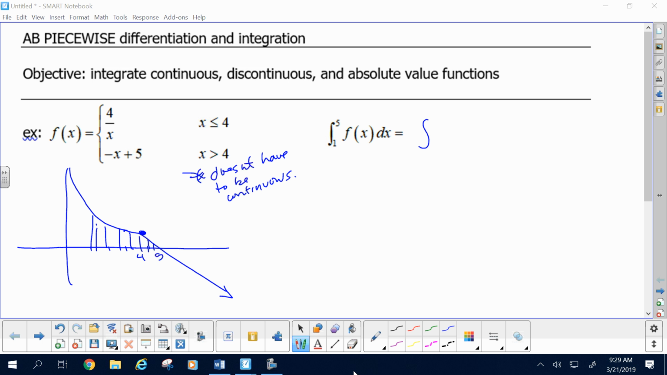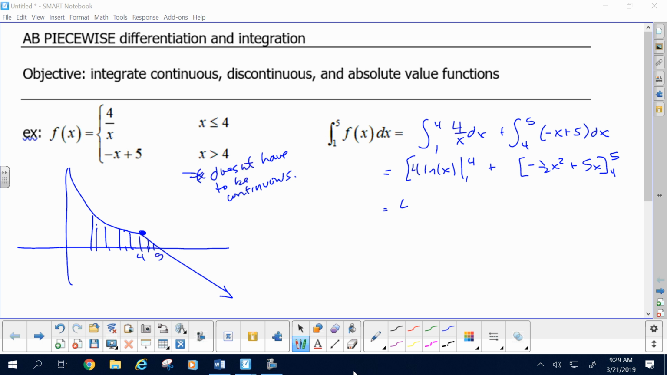Now, if it's the case you have a piecewise function, then you have to integrate in pieces. From 1 to 4, you will use 4 over x. But then from 4 to 5, you will use -x plus 5. You follow? What's the antiderivative of the first piece? 4 natural log of the absolute value of x, which the absolute value wouldn't be necessary here because we're in the positive territory anyway. And the antiderivative of the other piece, -1/2 x squared plus 5x from 4 to 5.